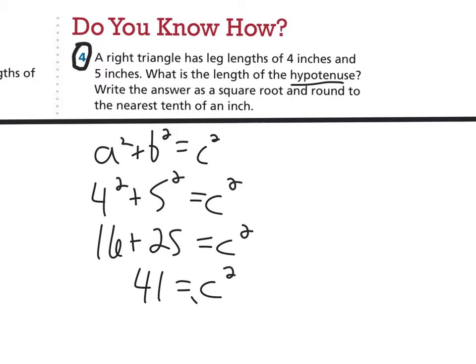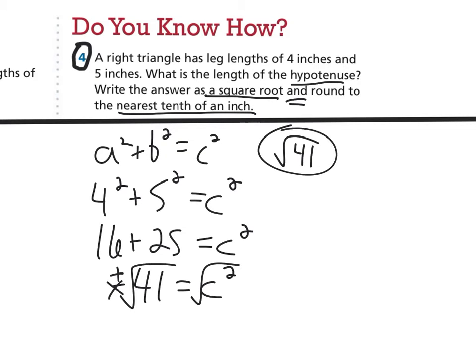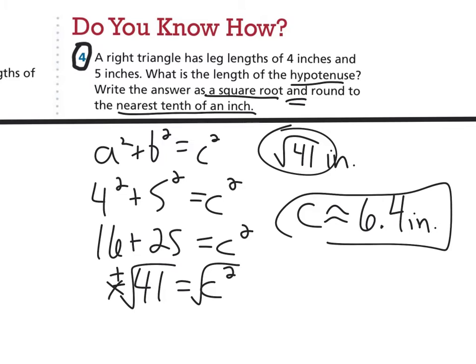The c squared is by itself, but we do need to take the square root. We can do plus or minus there. Negative doesn't make sense. And they want us to write our answer as a square root and to the nearest tenth of an inch. So as a square root, it would be square root of 41 inches. And then nearest tenth, if you take the square root of 41, nearest tenth would be 6.4 inches. And that's longer than the 4 and the 5. It's longer than both the legs, so that should be good.